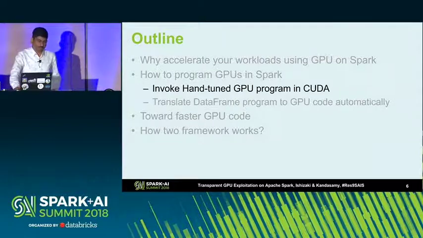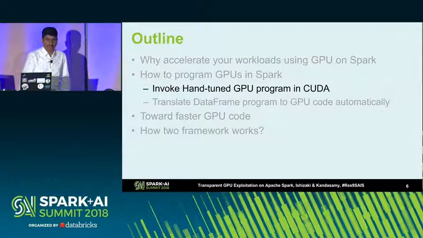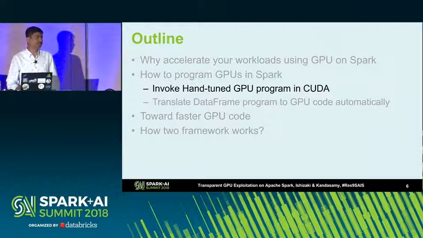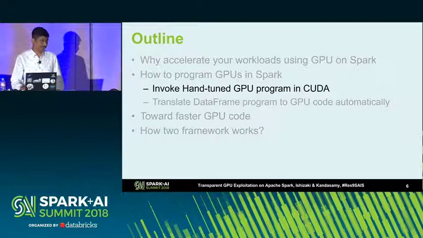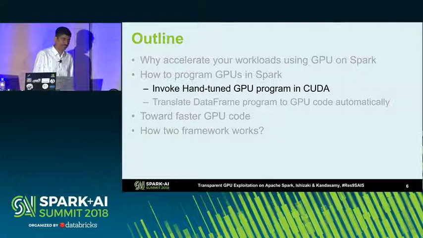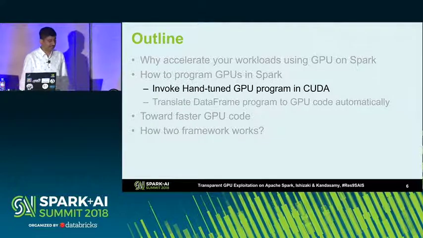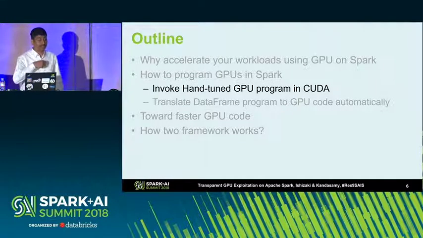So how do we exploit GPU and Spark? We propose two methods. In one method, you write your own CUDA kernel, and then we execute that CUDA kernel in a simpler way. The other is that we have modified Spark so that it will automatically generate the CUDA kernel for you. You don't even need to write the CUDA kernel.